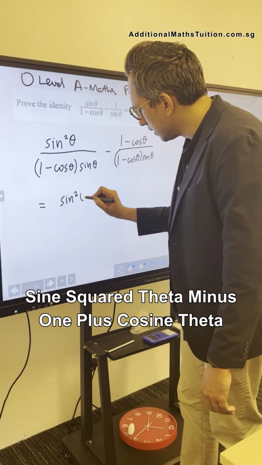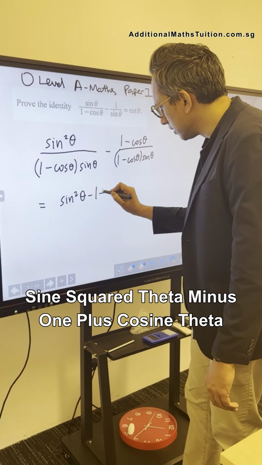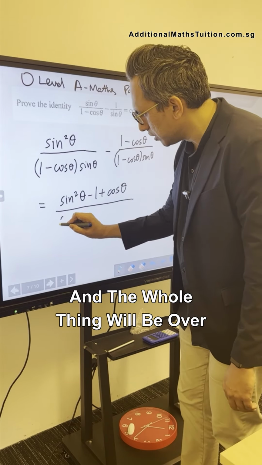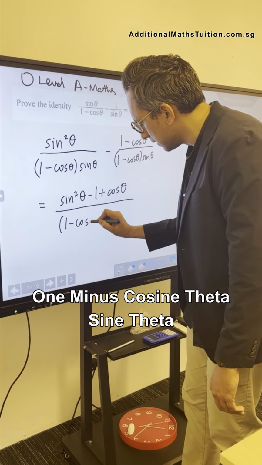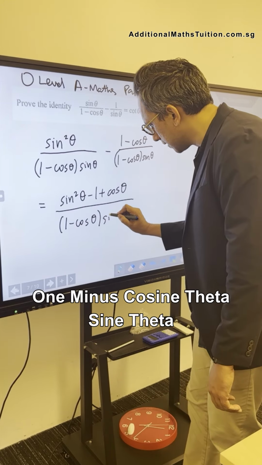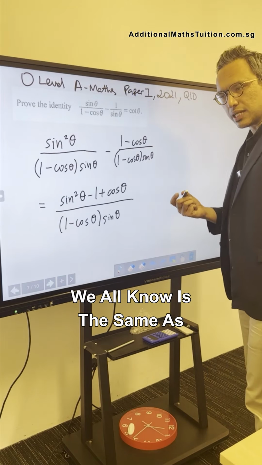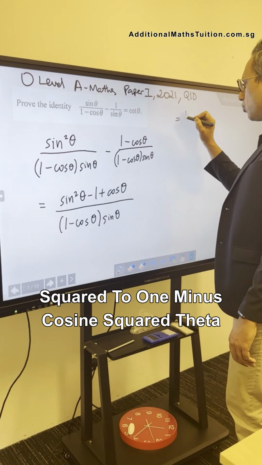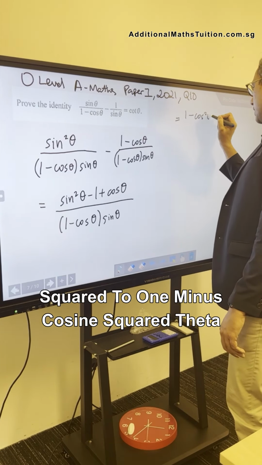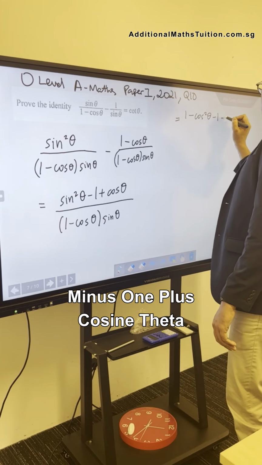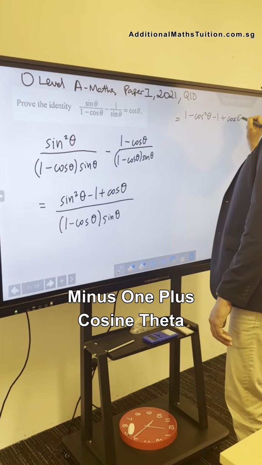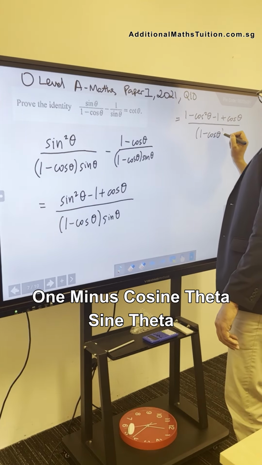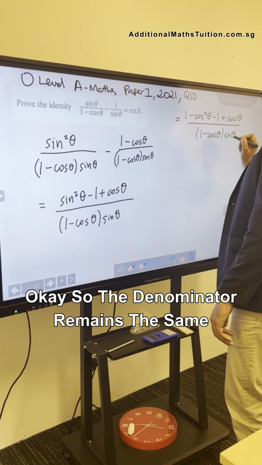Sine square theta minus 1 plus cosine theta, and the whole thing will be over 1 minus cosine theta sine theta. Now, sine square theta, we all know, is the same as 1 minus cosine square theta. So, we're going to change the sine square theta to 1 minus cosine square theta minus 1 plus cosine theta. And then this will be over 1 minus cosine theta sine theta. Okay, so the denominator remains the same.